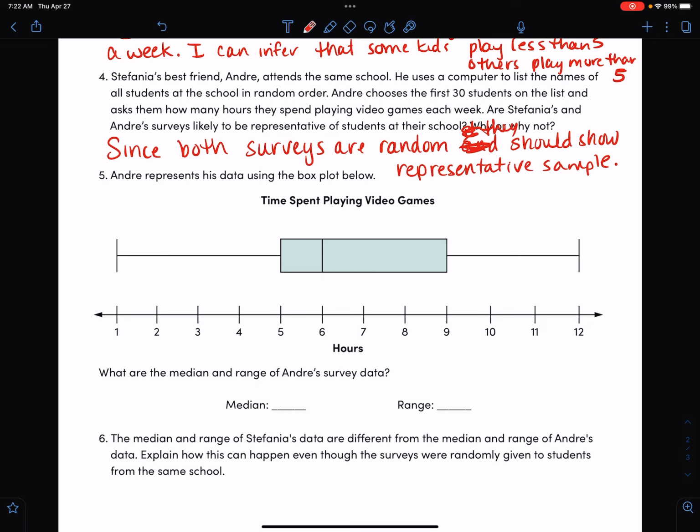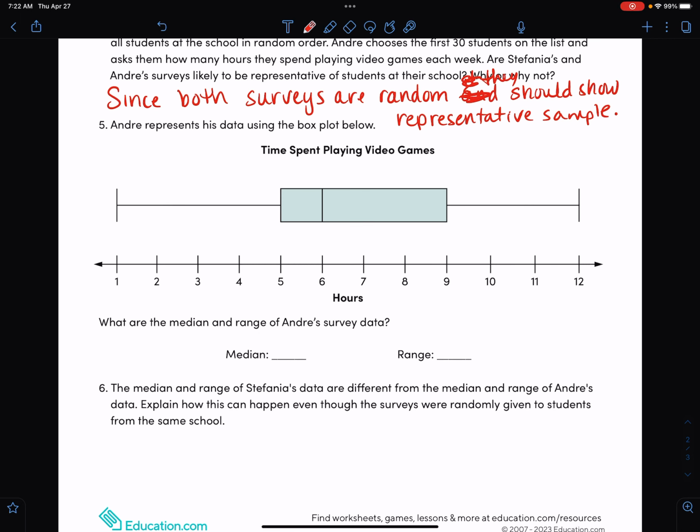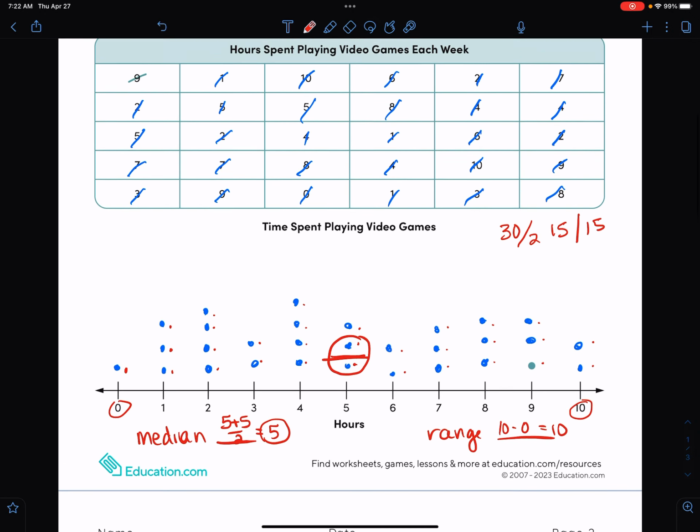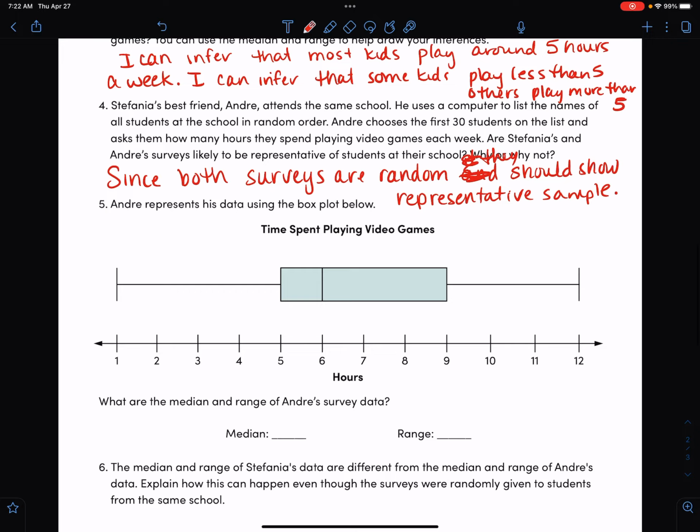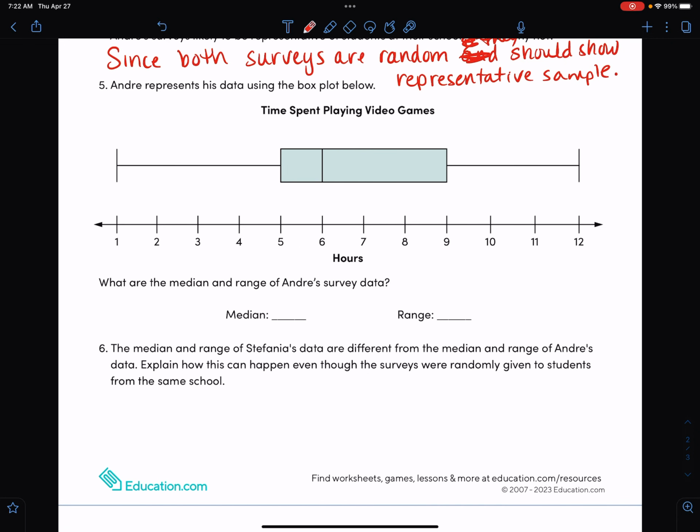So here is his data, and he's using a box plot. We used a dot plot, I think. Yeah, we did a dot plot. He's doing a box plot, which if we haven't got to, we will get to. But what we need to know is this is the median. This is our smallest number. This is our largest number. And so we can determine the median because it's right there. It's at 6. And the range will be from our largest number, 12, minus 1, which is 11.